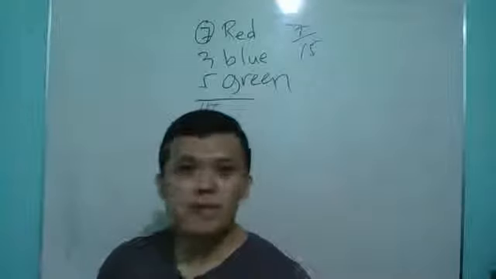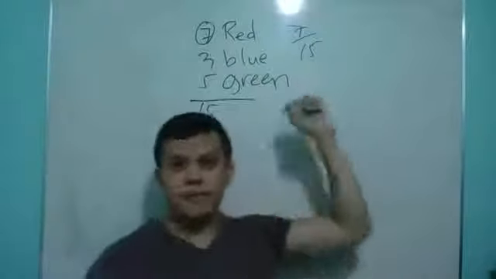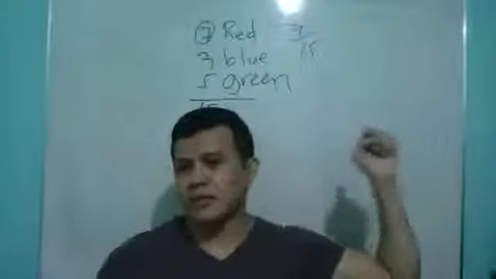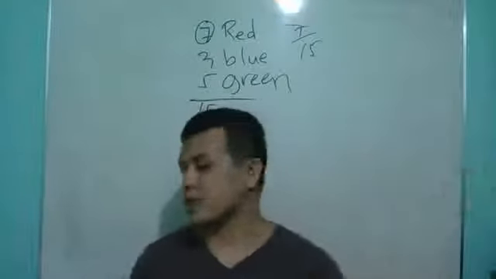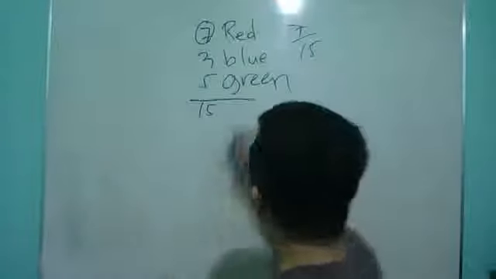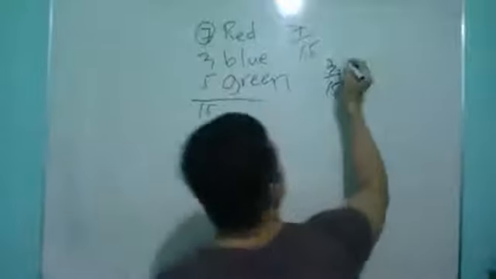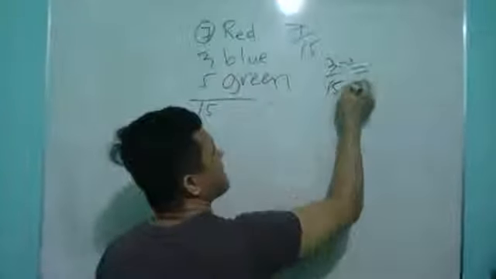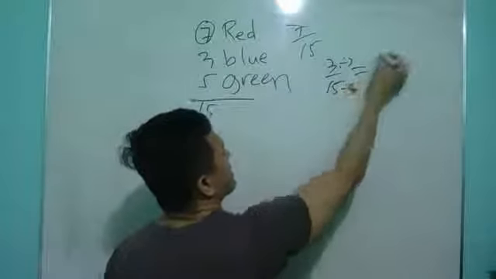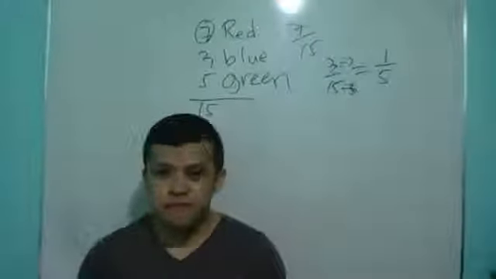Next one. Sometimes the question asks you to change this into decimal, so be careful with that. Sometimes it's in decimal, sometimes it's in fraction form. Next one. A blue ball. Blue is 3, so we have 3 over 15, divided by 3. This is simplifying. Divided by 3, so we have 1 over 5. The answer there is letter C.